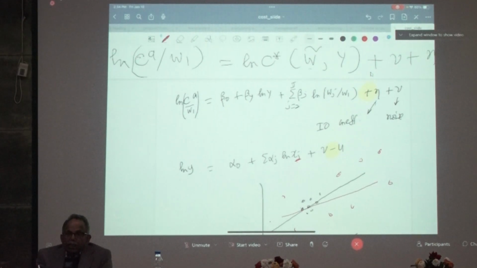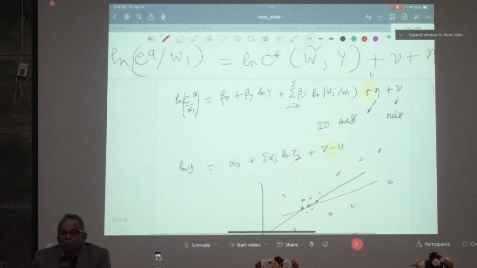That means you don't need to do anything extra in terms of estimation. You just change the sign from minus to plus, and that's going to be interpreted as the input-oriented inefficiency. The interpretation is the percentage increase in cost because you are not allocating your inputs efficiently.